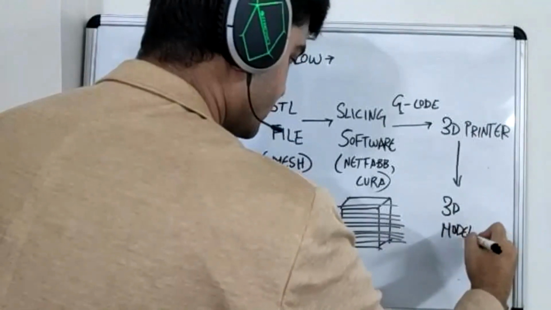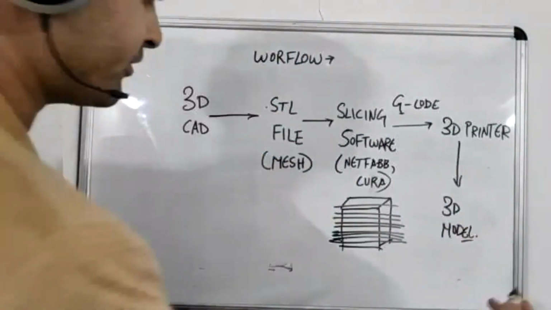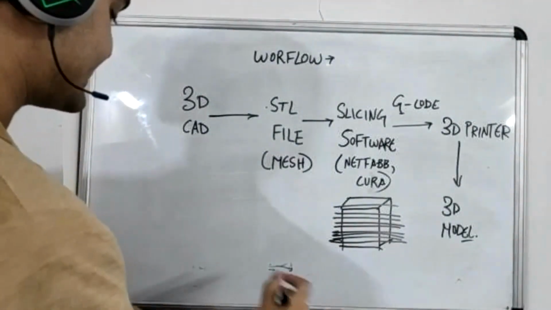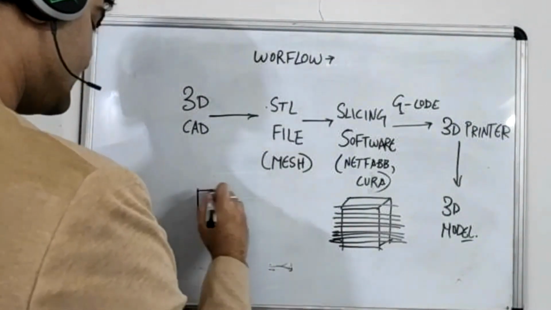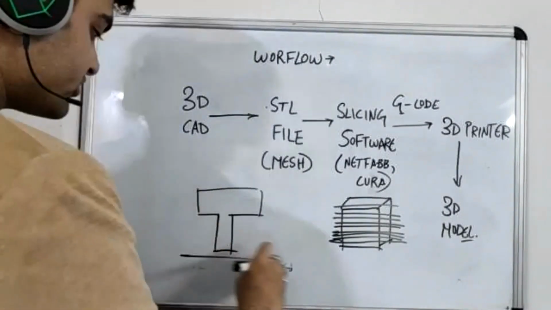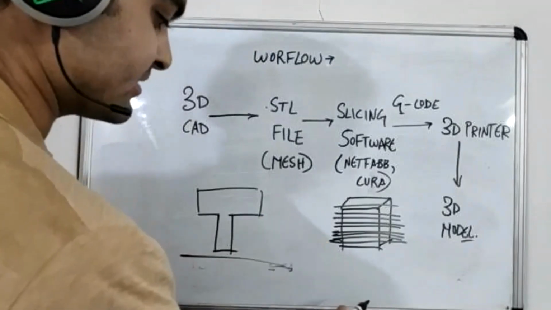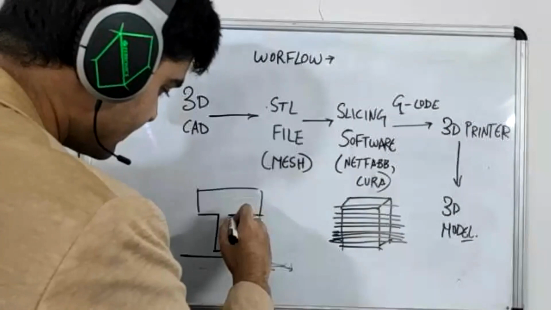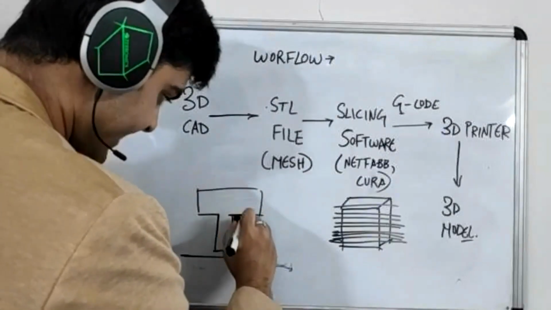Of course, we can't just 3D print anything. We have to take some considerations into account. For example, if I want to print something like the T block, I cannot just 3D print it as is, because if I try to do that, what you will notice is a bunch of depressions form like this.